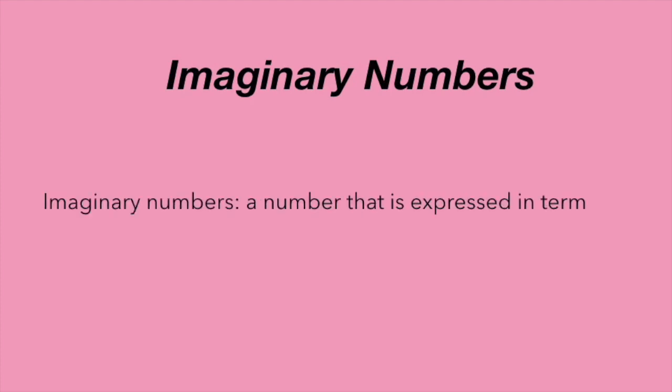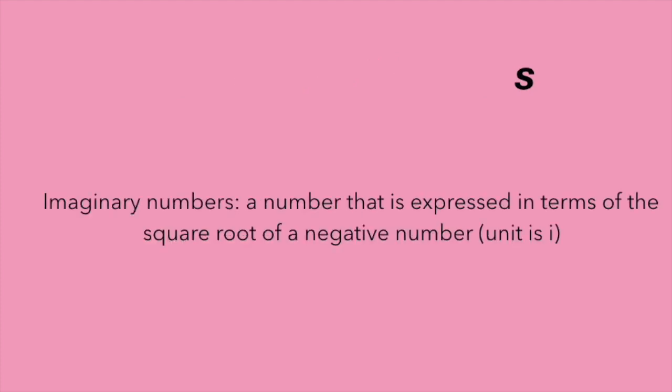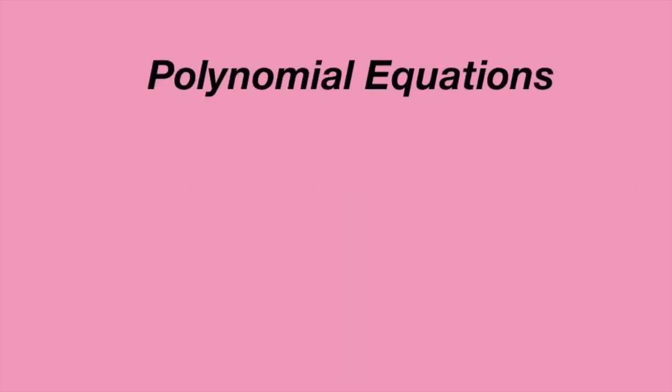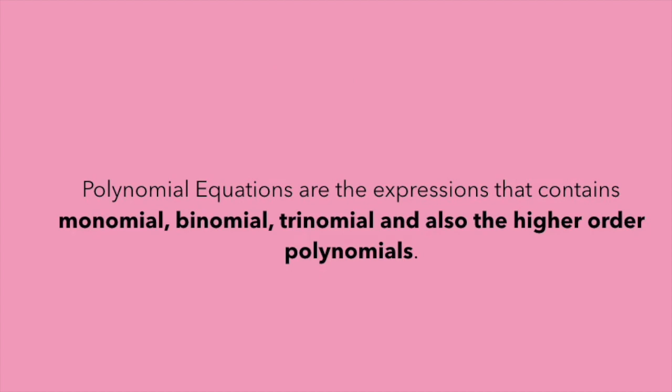Imaginary numbers. Imaginary numbers are numbers that are expressed in terms of the square root of a negative number. The unit is i. Polynomial equations. Polynomial equations are expressions that contain monomials, binomials, trinomials, and also higher order polynomials.